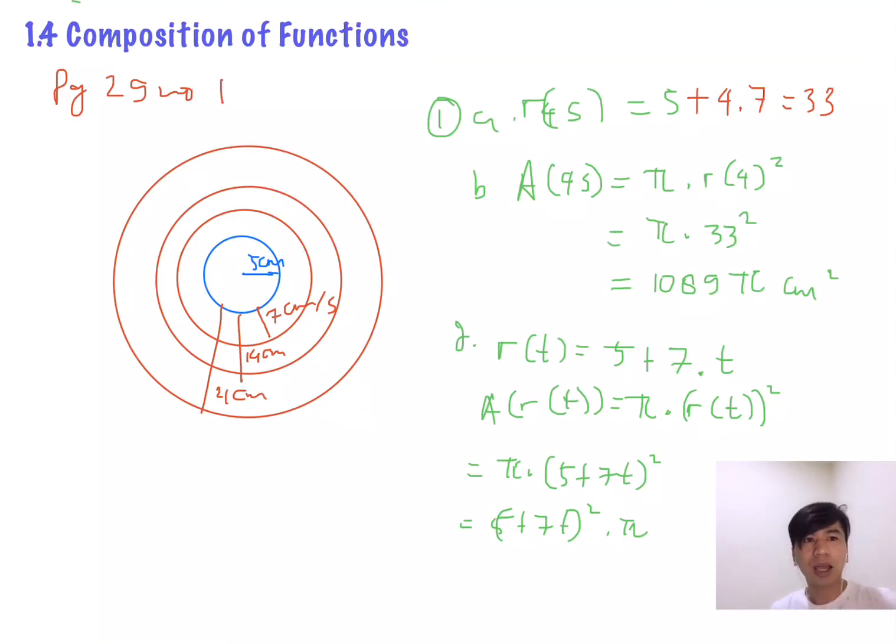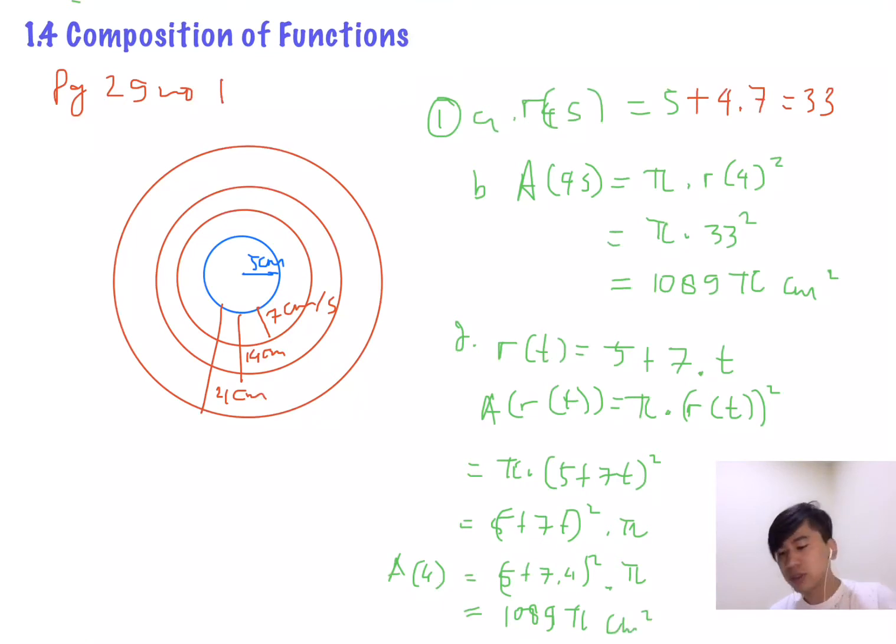Okay, let's check it. If we have t of 4 seconds like before, do we get the same thing? Then we'll have (5 + 7 times 4)² times pi, which is correct. 5 plus 7 times 4 is 33. 33 squared is 1089 pi centimeters squared. This is just to verify. Okay, now let's move to the next one.